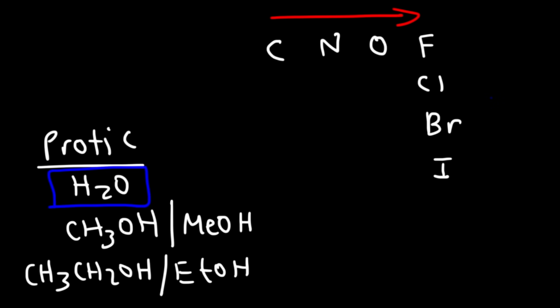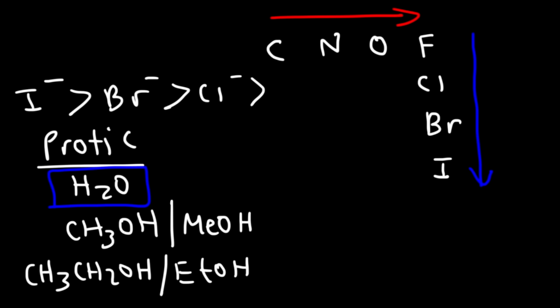In a protic solvent, nucleophilic strength increases going down the periodic table. So what that means is that iodide is a better nucleophile than bromide, which is better than chloride, which is better than fluoride. To keep things short, the fluoride ion is a stronger base than iodide. But in a protic solvent, it forms hydrogen bonds with water and methanol.